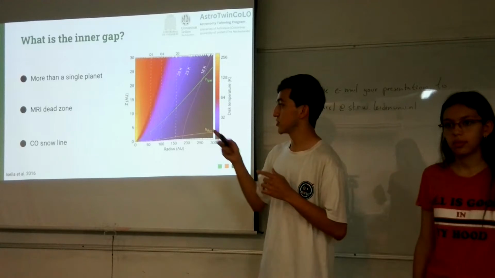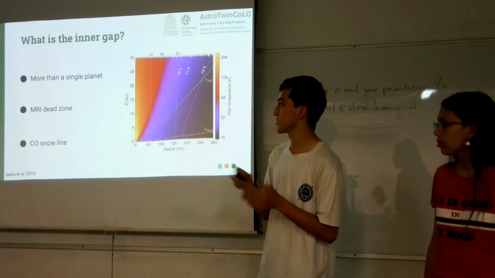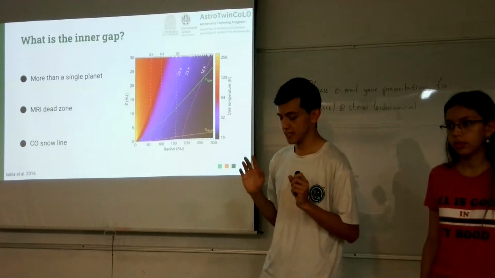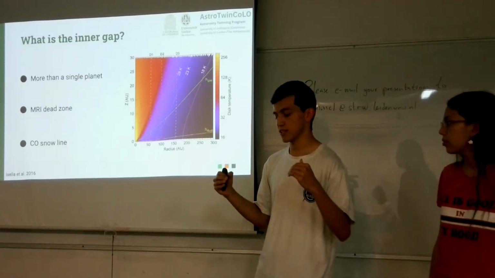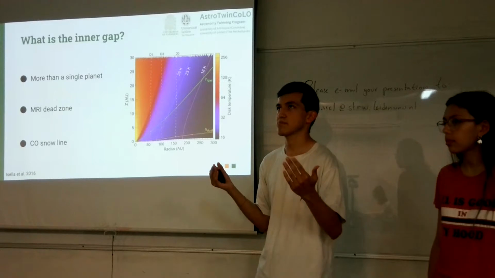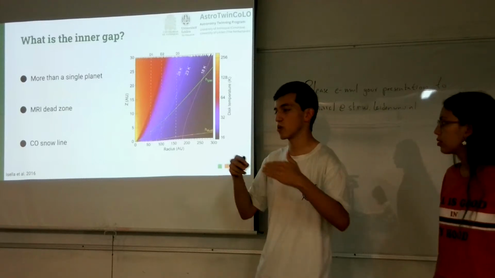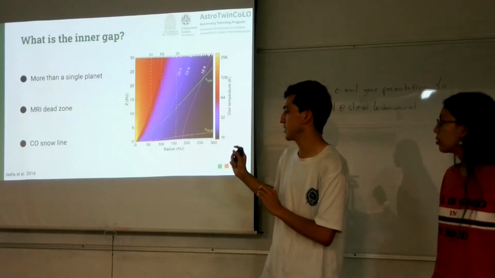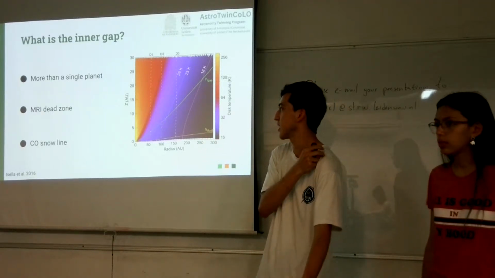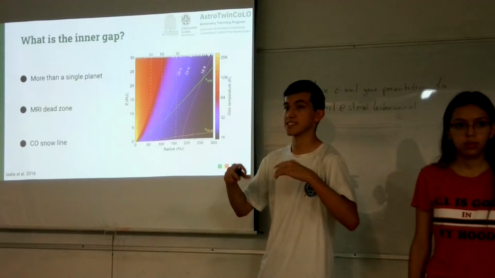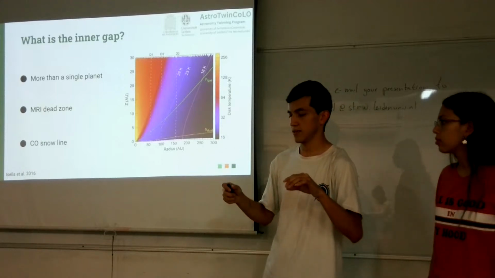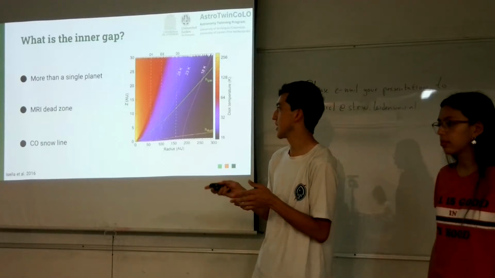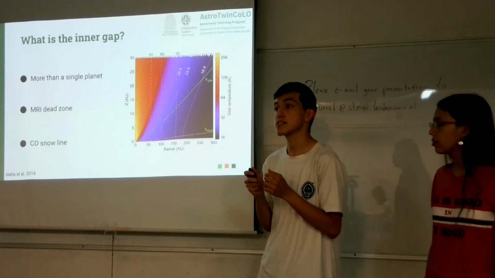The other explanation is that at this point there is an MRI dead zone. That means there is a different force that generates, at 60 astronomical units, that's the inner gap, a trap of dust. It means that there is an accumulation of dust in the continuum.